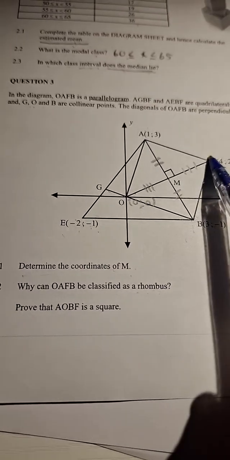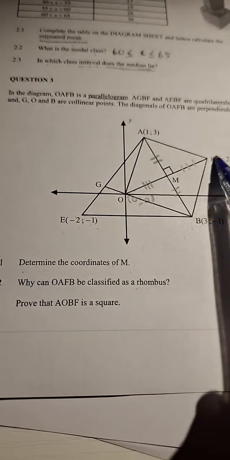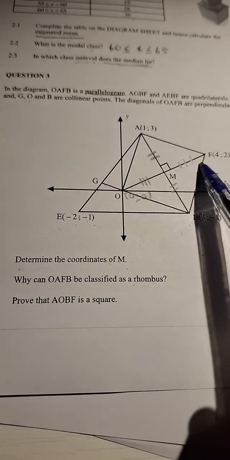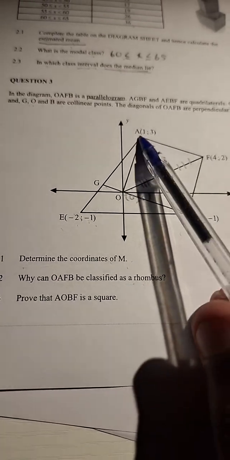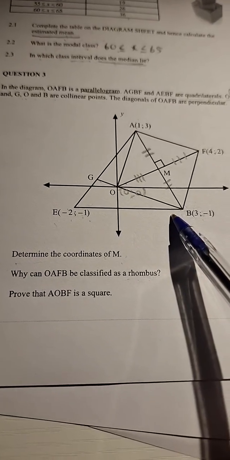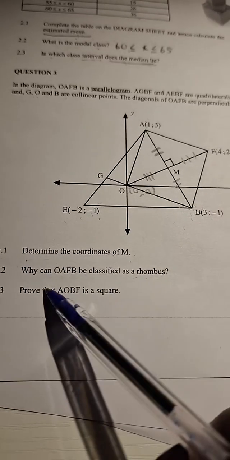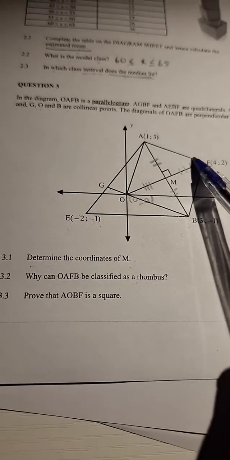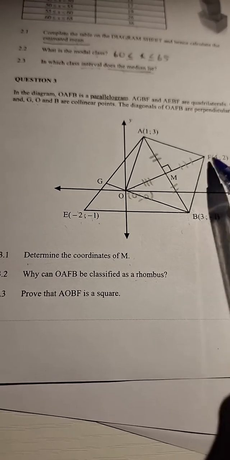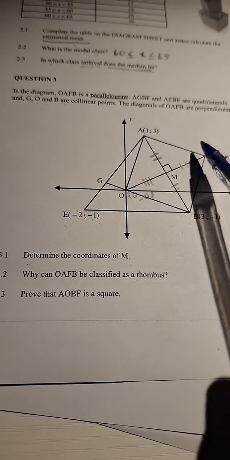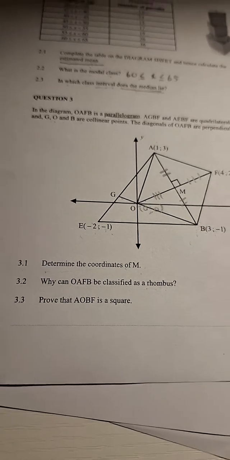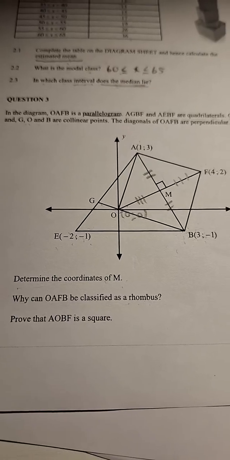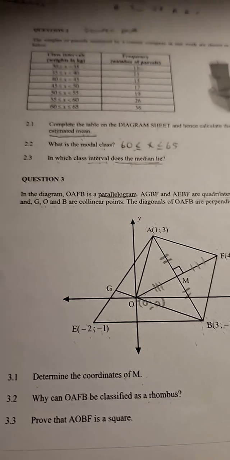Or alternatively, if you didn't use these sides, you could have used those sides. Calculate the gradient here, calculate the gradient here, multiply the two, you get -1. You conclude that AF is perpendicular to FB, and then you conclude that AOBF is a square. What is the reason? Again, adjacent sides AF and FB are perpendicular. Corner angle is 90. Done. A rhombus that has a corner angle of 90 is a square.